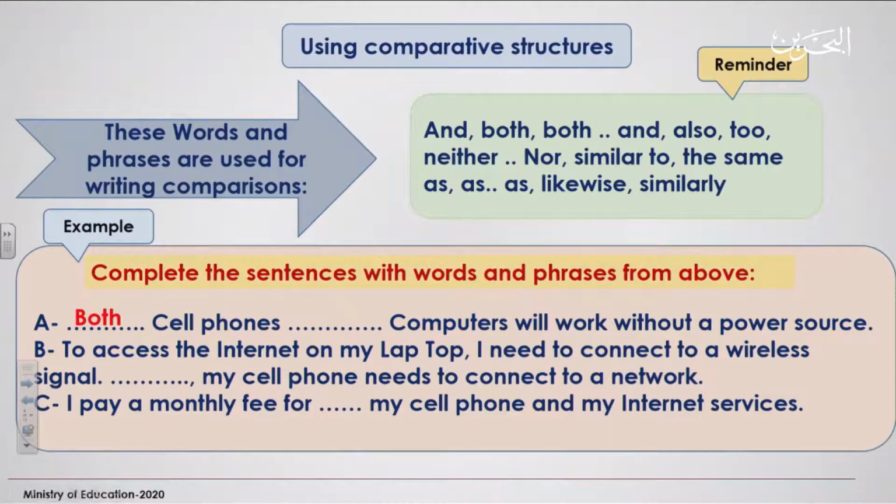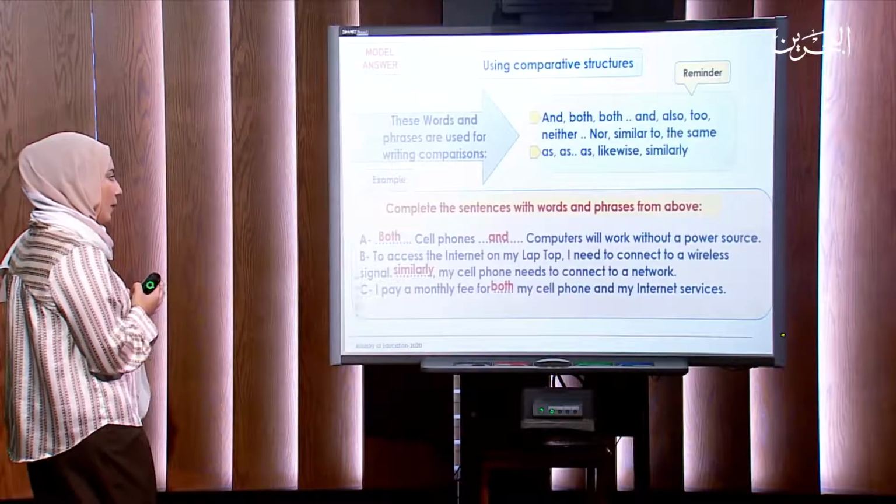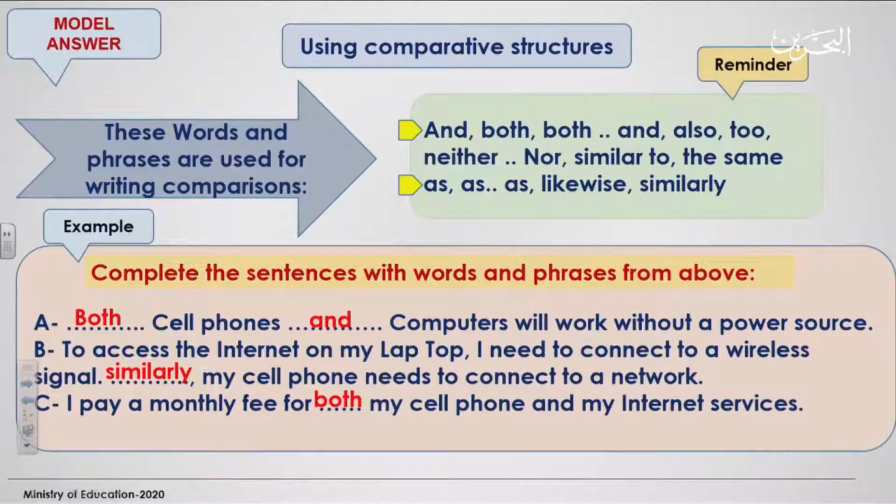Well, I believe you're done. Let's read it all together. Both cell phones and computers will work without a power source. To access the internet on my laptop, I need to connect to a wireless signal. Similarly, my cell phone needs to connect to a network. I pay a monthly fee for both my cell phone and my internet fee.